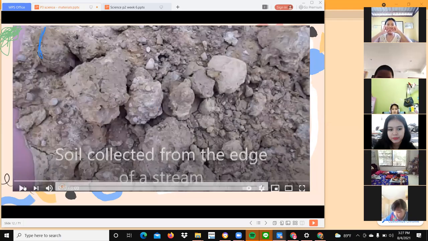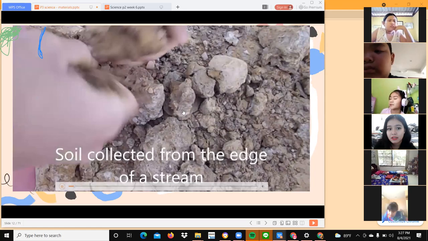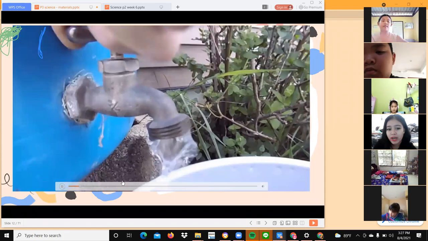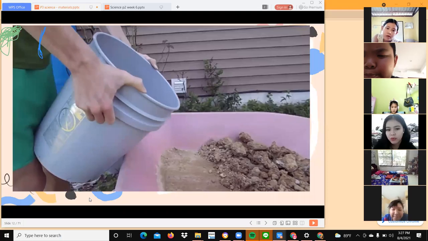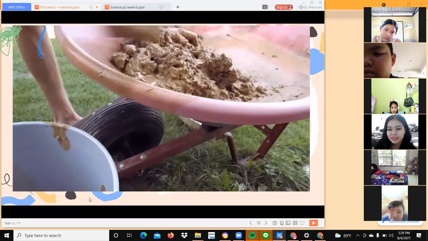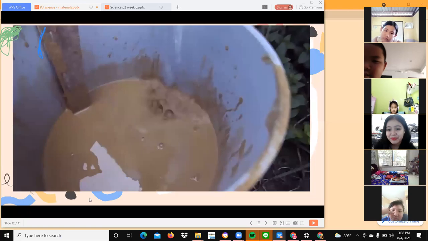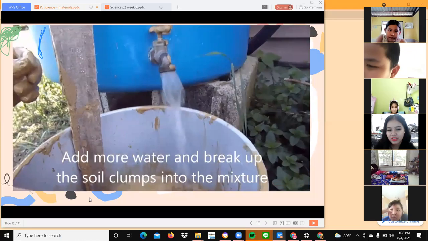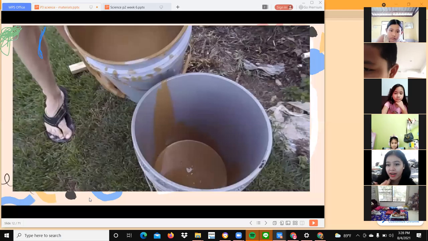Okay. This one is soil. Now they wet it. They filled it with water. They wet the soil for it to become clay. Sherman, do you think it's disgusting? Yes. They are adding water to break up the soil clumps into the mixture to make it fine, just like that. It looks like chocolate, right?